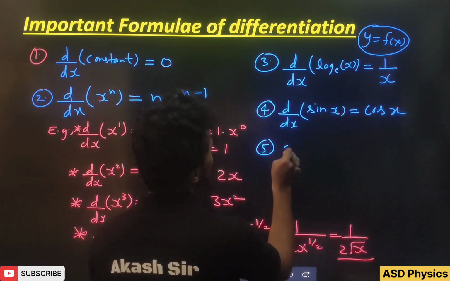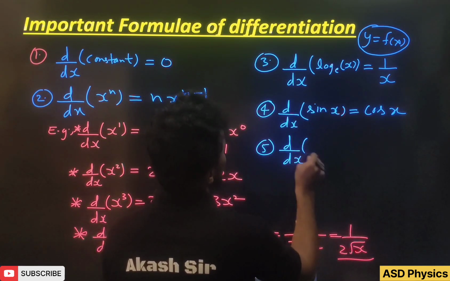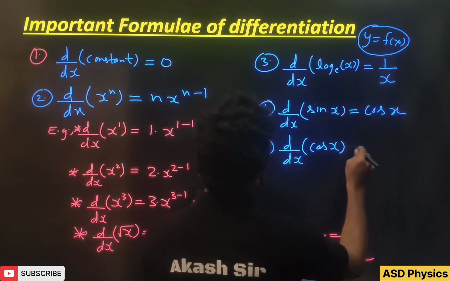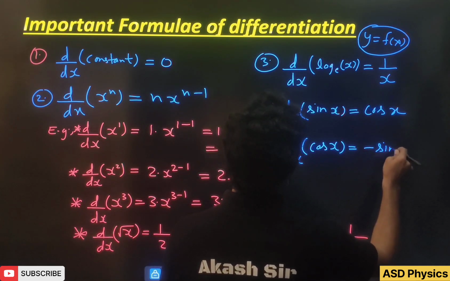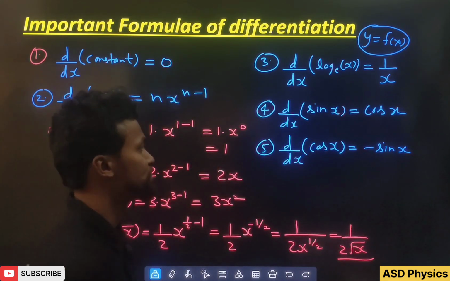Next one. These are the very, very basic formulas here. d by dx of cos x. What will this become here? Minus sin x. Is it?